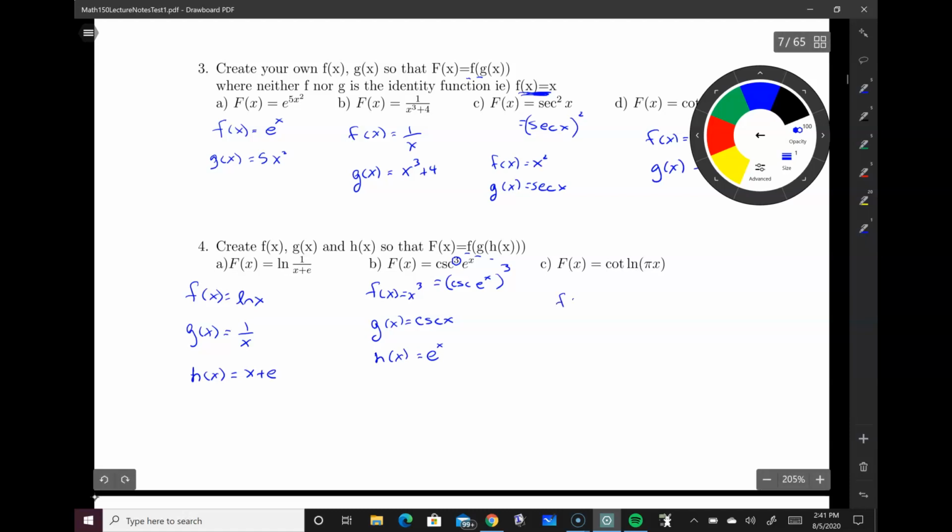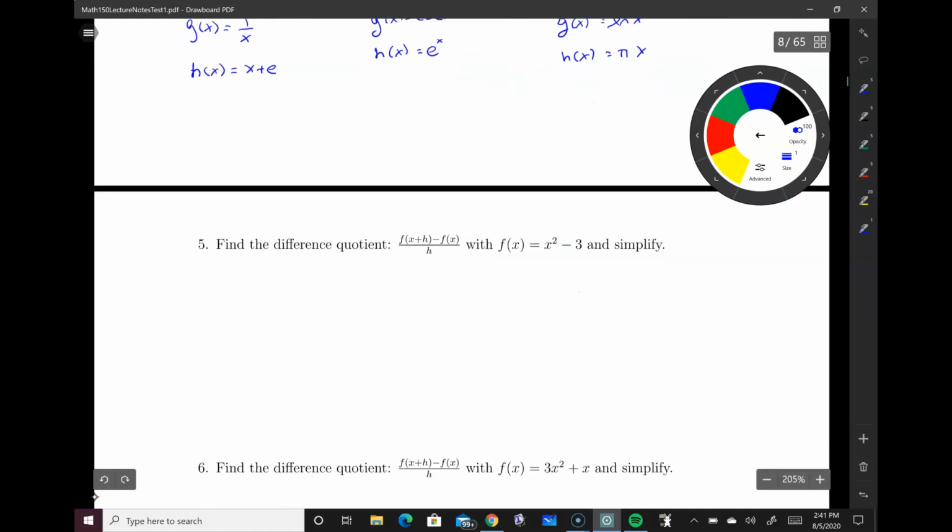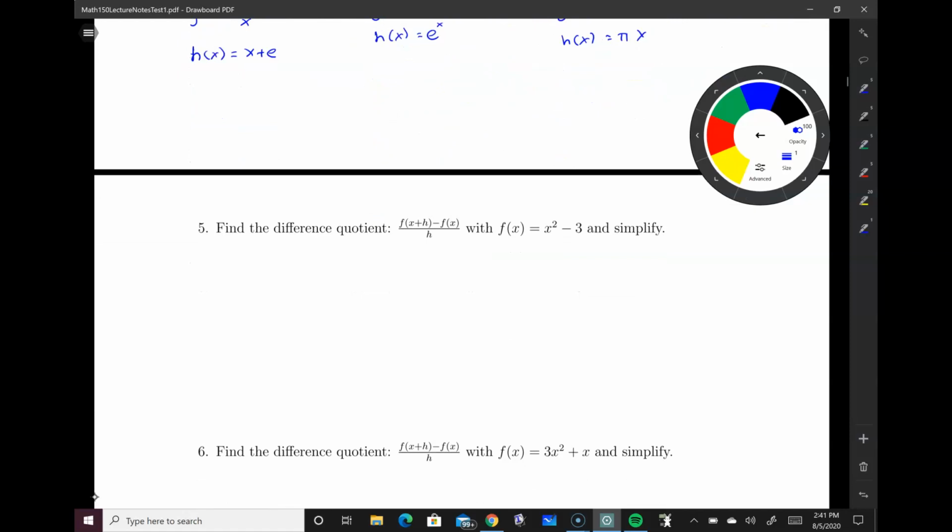This one here, the most outside function is cotangent of x. The next inside layer will be ln of x, and the h of x will be pi x, the inside layer. All right, so we are going to be dealing with this difference quotient.